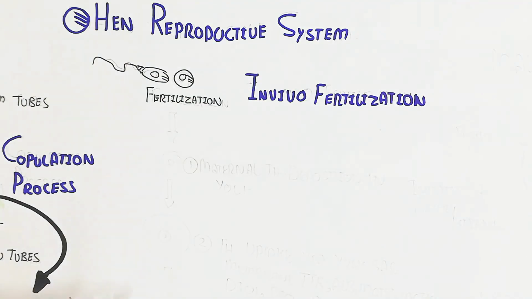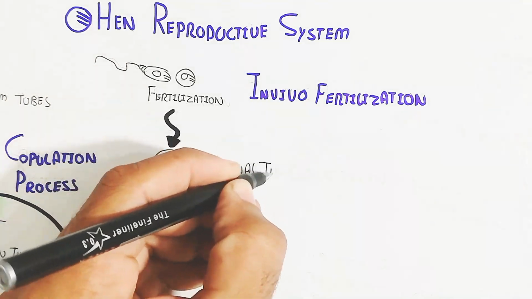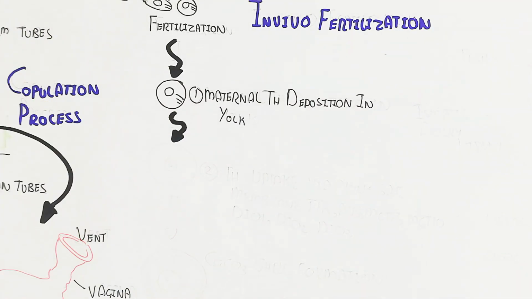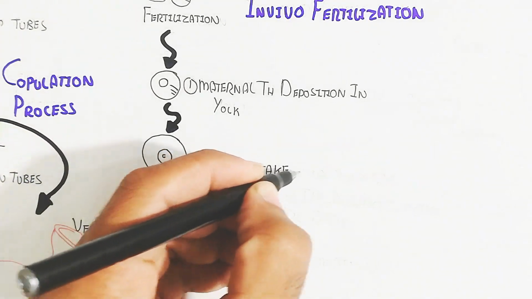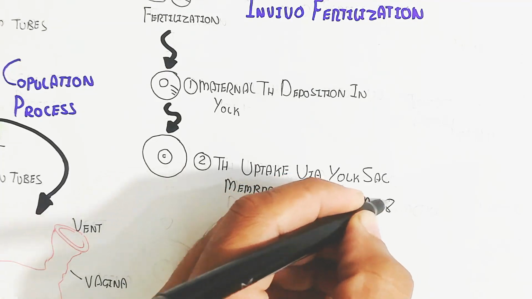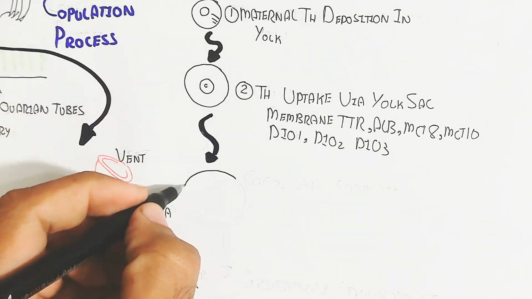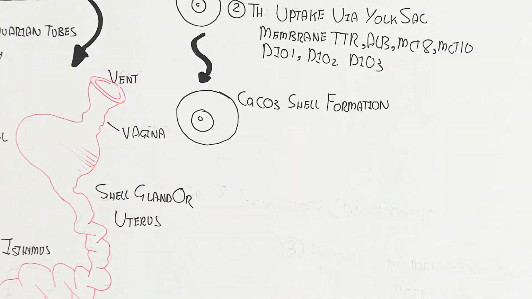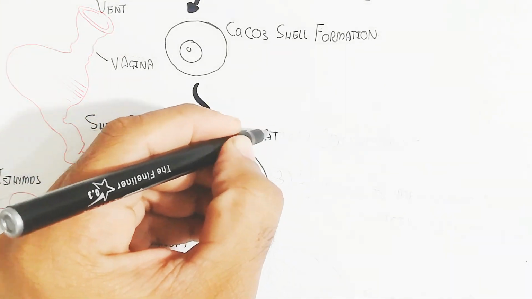So the fertilization is in vivo, not in vitro, not like a frog. Basically, maternal thyroid hormone deposition in the yolk will occur. After this, the deposition of the thyroid hormone will lead to normal metabolism, and uptake via the yolk sac membrane: TTR, ALB, MCT8, MCT10, DIO 1, 2, 3. On the other hand, the calcium carbonate shell formation will occur in the shell gland, which produces the calcium carbonate for the creation of the shell.